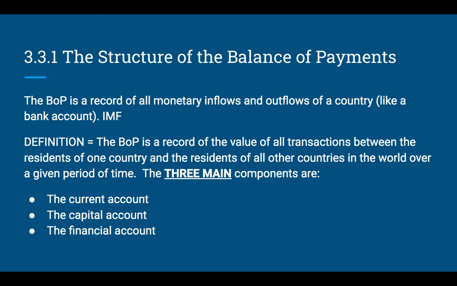Just so you're aware of the definition, so you can go straight to your study guide if you want. The balance of payment is the record of the value of all transactions between the residents of one country and the residents of all other countries in the world over a given period of time. And it's compartmentalized into three different components. There is the current account, the capital account, and the financial account. We'll talk about what all those things are.